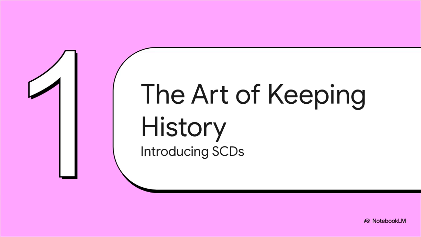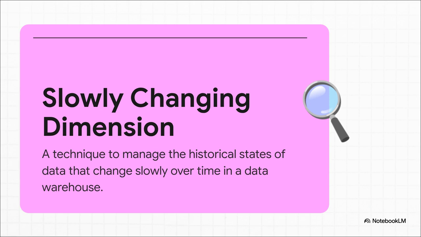And we use a special toolkit for that called slowly changing dimensions, or SCDs for short. These are the go-to techniques that data warehouse designers use to manage and preserve every single state of their data over time. A slowly changing dimension is honestly exactly what it sounds like. It's a way to handle data in our descriptive tables, things like customer details, that changes, but it changes slowly and unpredictably. To really see how this works in practice, we're going to follow the journey of one single customer record. Let's call him Alex.